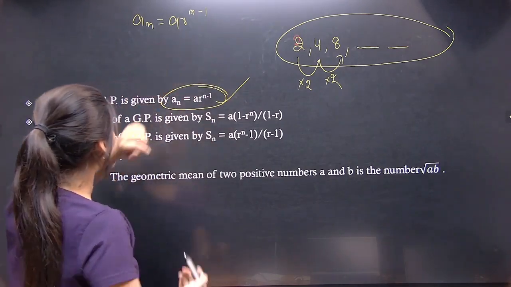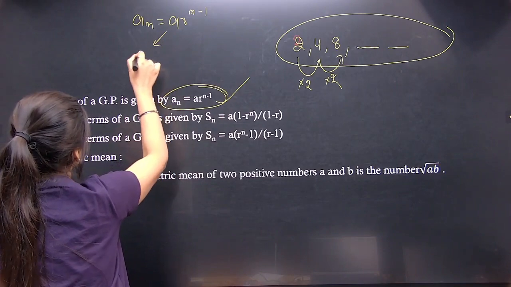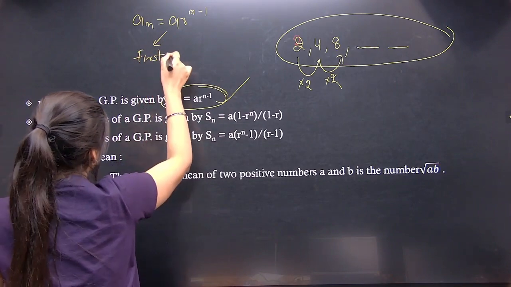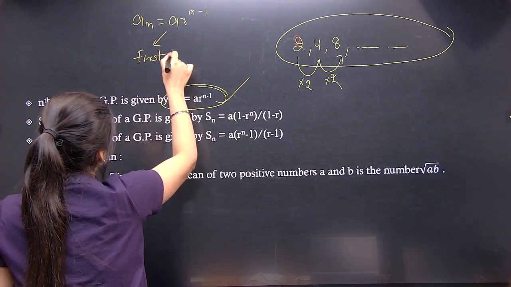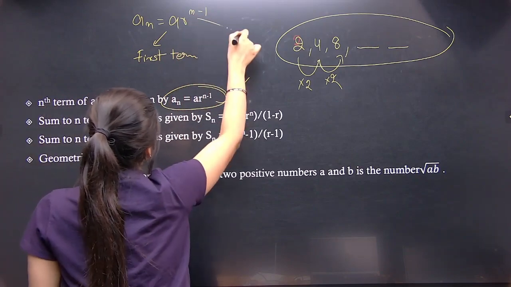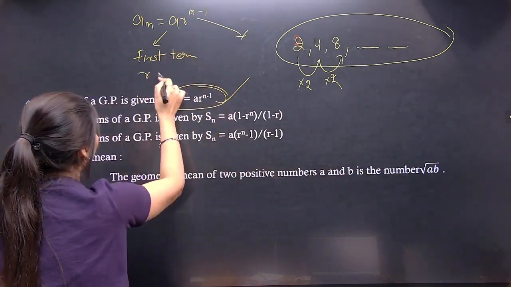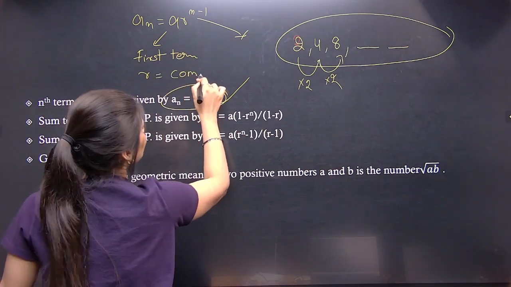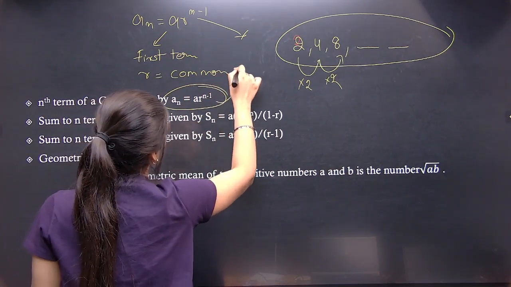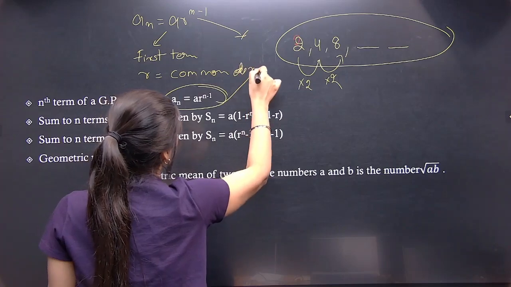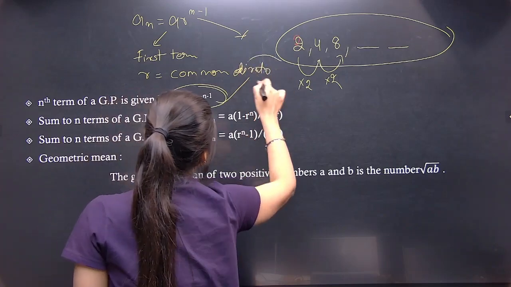Now what is a here? We know a is nothing but the first term, like in AP. What is n? The term which we need to find, the nth term. Now what is r? r is actually the common ratio, just like common difference. Common ratio.